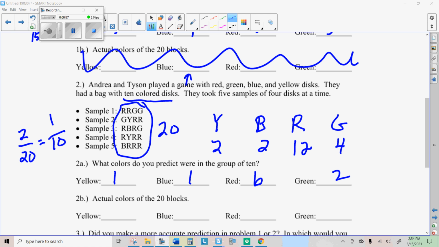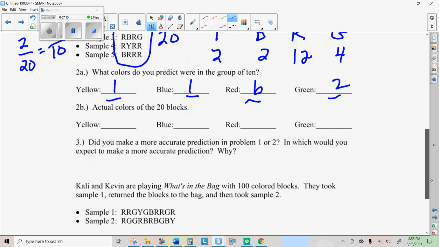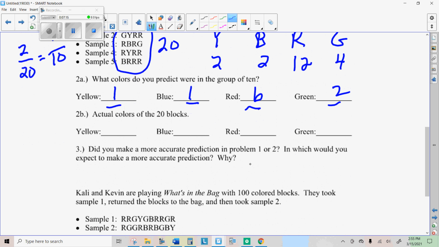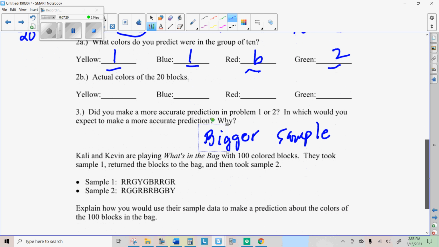Okay. We should be predicting that you are going to usually get red, so most of that group of 10 should be reds. And notice all these kind of add up to 10 total. Now, if you wanted a more accurate prediction in either of these, just take a bigger sample. Take more samples. The bigger the sample, the closer you're going to get to the theoretical probability.